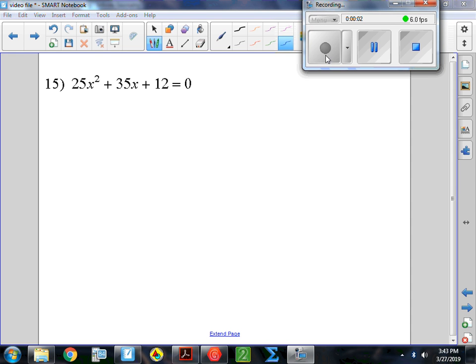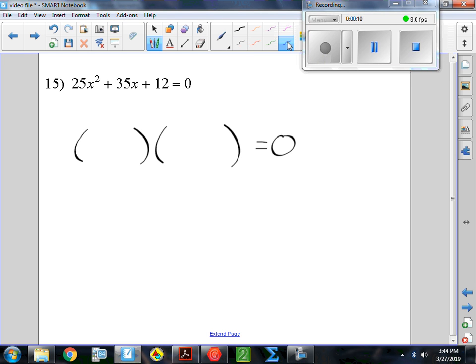Okay, for number 15, I need to factor and solve because it says equals 0. So I'm going to start by trying to break down my factors, set that equal to 0. We know from factoring that the first term we see in our expression can break down into factors that go in the first spot of each parentheses, so 5x and 5x.